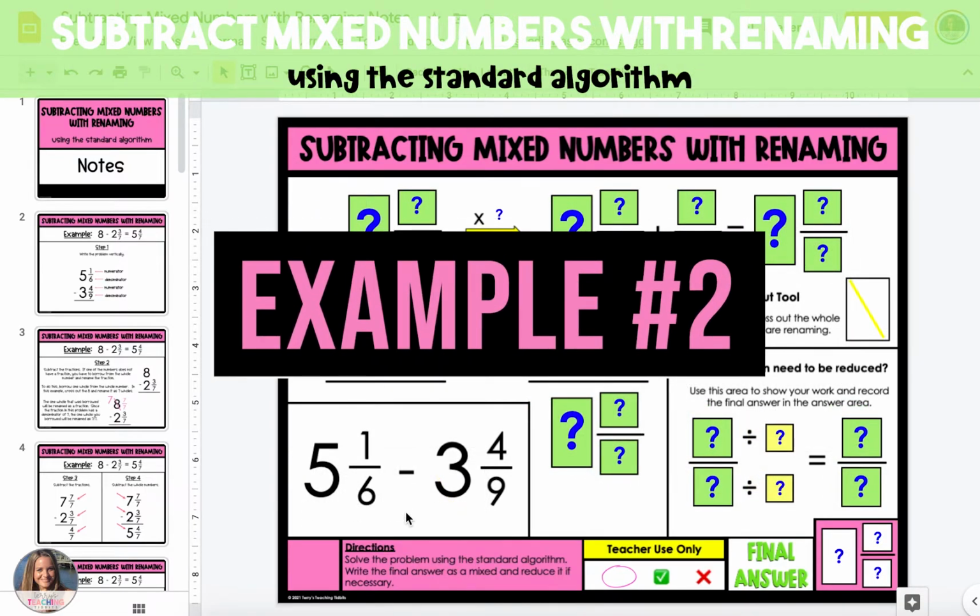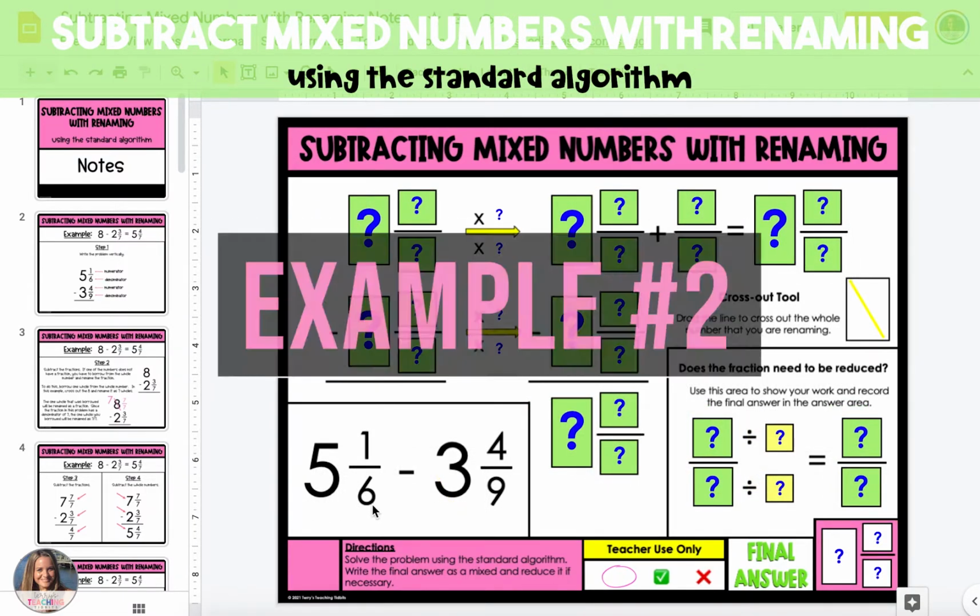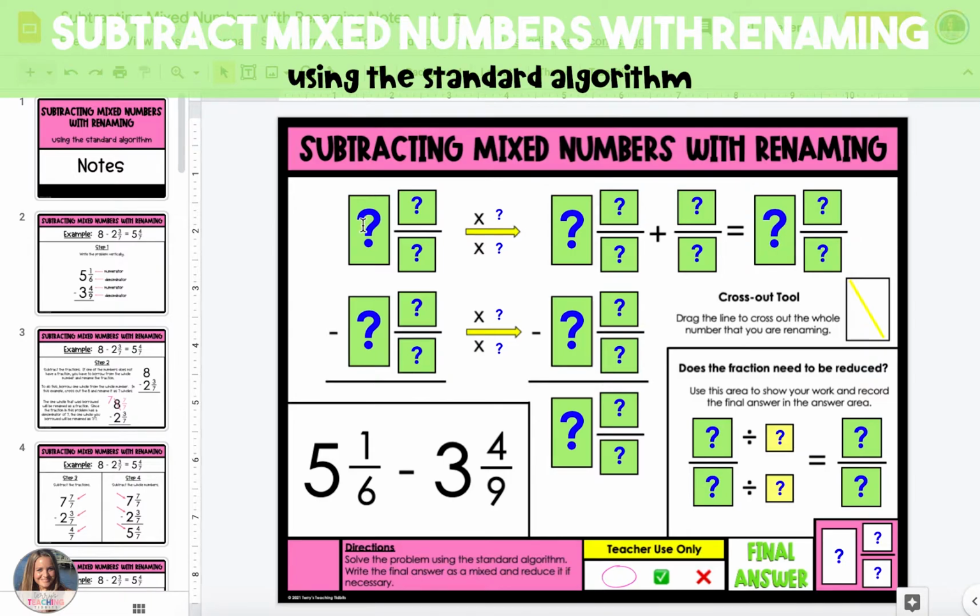In the second example, we're going to subtract 3 4/9 from 5 1/6. Record the mixed numbers on the left side of the slide and check to see if they have the same denominator. In this example, our mixed numbers have different denominators, so we have to find a common denominator. To do this, we have to find the least common multiple of the denominators, 6 and 9. Their least common multiple is 18, so we're going to rewrite the mixed numbers with a common denominator of 18.